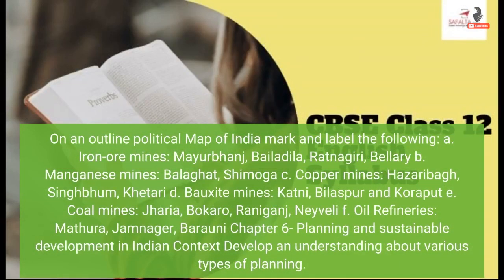On an outlined political map of India, mark and label the following: A. Iron ore mines: Mayurbhanj, Bailadila, Ratnagiri, Bellary. B. Manganese mines: Balaghat, Shimoga. C. Copper mines: Hazaribagh, Singhbhum, Khetri. D. Bauxite mines: Katni, Bilaspur and Koraput. E. Coal mines: Jharia, Bokaro, Raniganj.